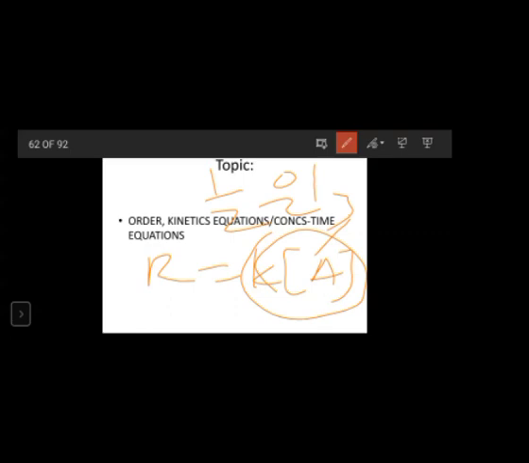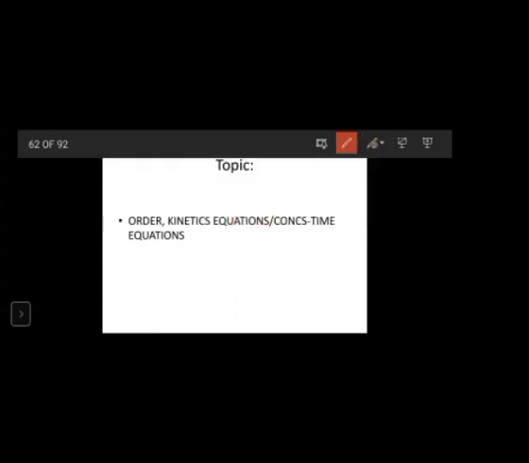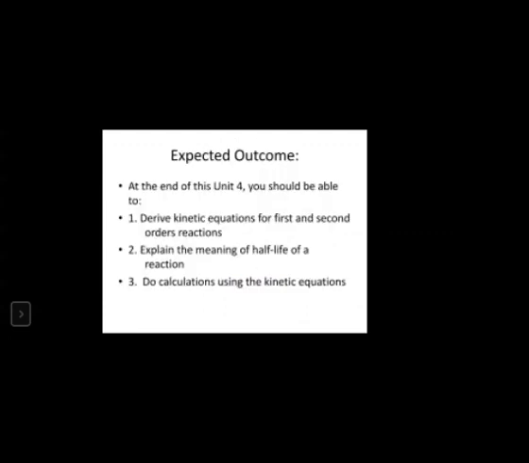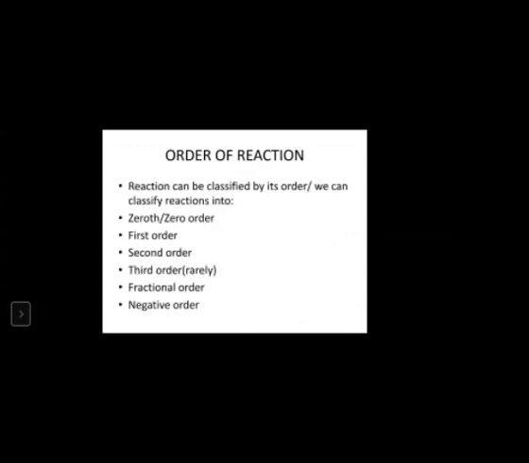So that is what we're going to use, simple calculus. That simple calculus is what we call the integration that we're going to work on the rate law in order to get our kinetic equation. Look at that. What is expected from you in this unit? You will derive kinetic equation for first order, second order. You know what order is already. Then explain the meaning of half-life of a reaction. And then you will do some calculations using the kinetic equation.